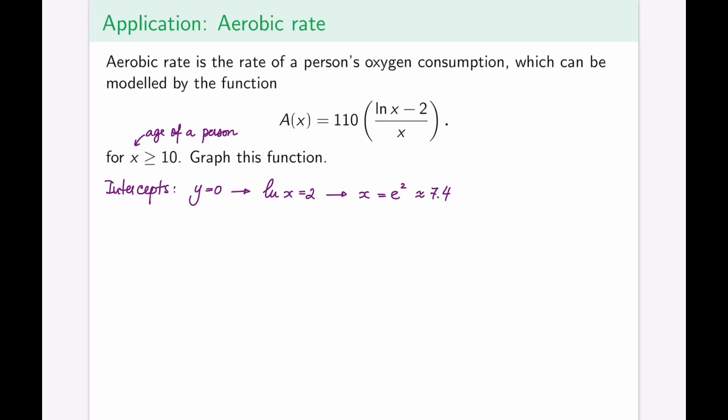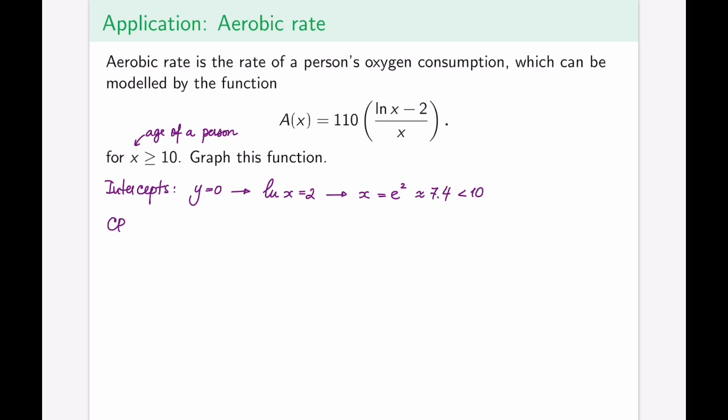What is important here to notice is that it happens before the domain of the function that I'm interested in. 7.4 is less than 10, so this is not in the area of my concern. Mathematically, I can of course still graph for all of the values for x, but in terms of our application, this is not in the domain.